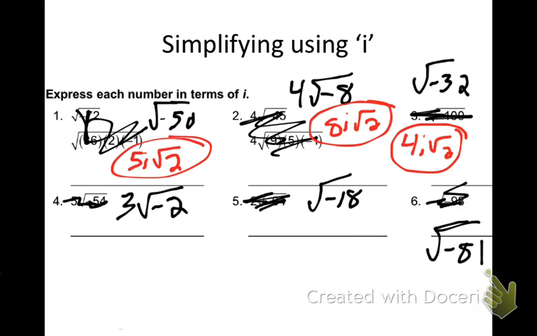Number 4, 3 square root of negative 2 is what, Autumn? It's 3i square root 2. The only thing you can pull out of that problem is just the imaginary part. You can't pull out anything else. Just the imaginary part comes out, so that's your answer. What about the fifth one? Schultz, what do you say about that one?